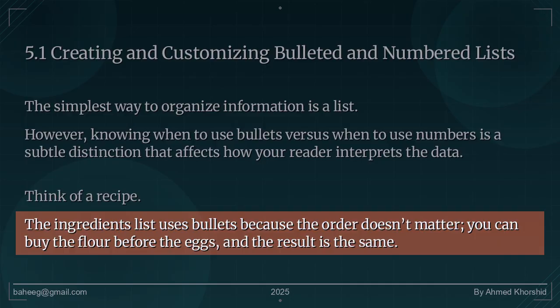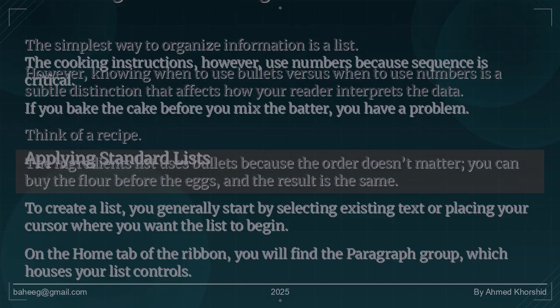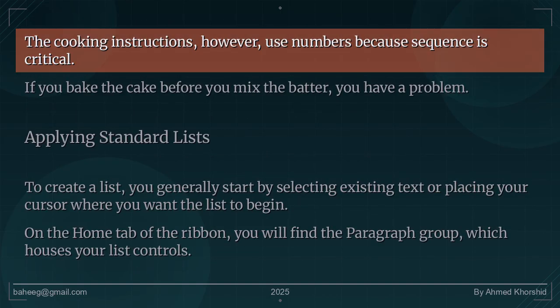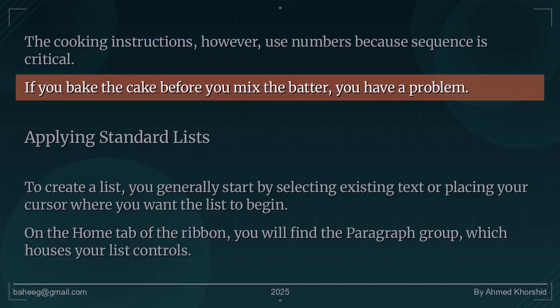You can buy the flour before the eggs, and the result is the same. The cooking instructions, however, use numbers because sequence is critical. If you bake the cake before you mix the batter, you have a problem.